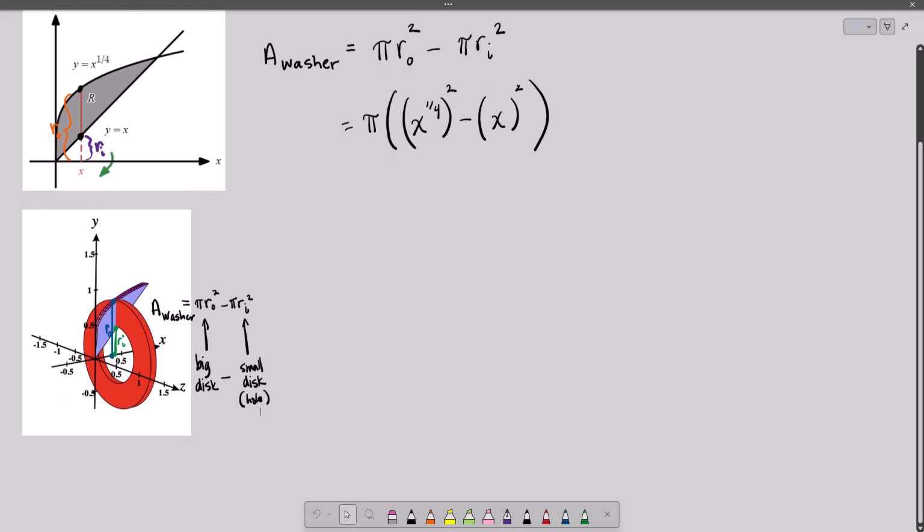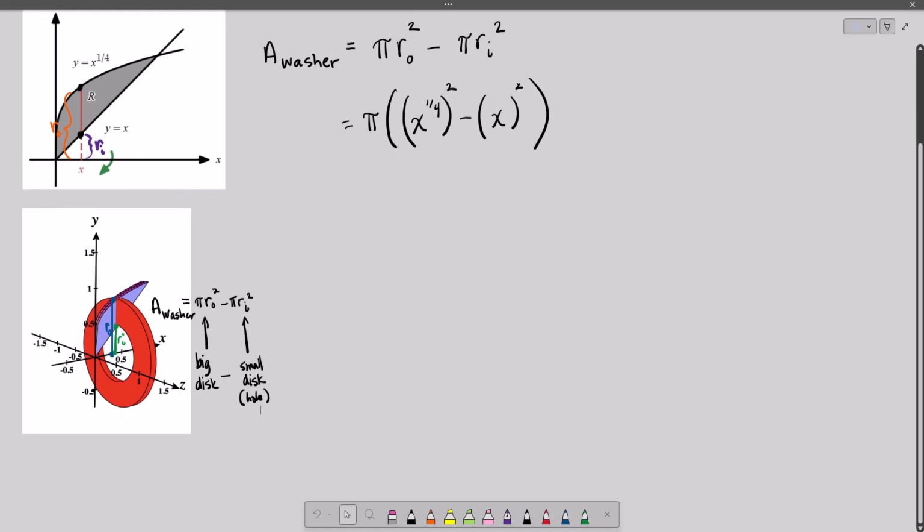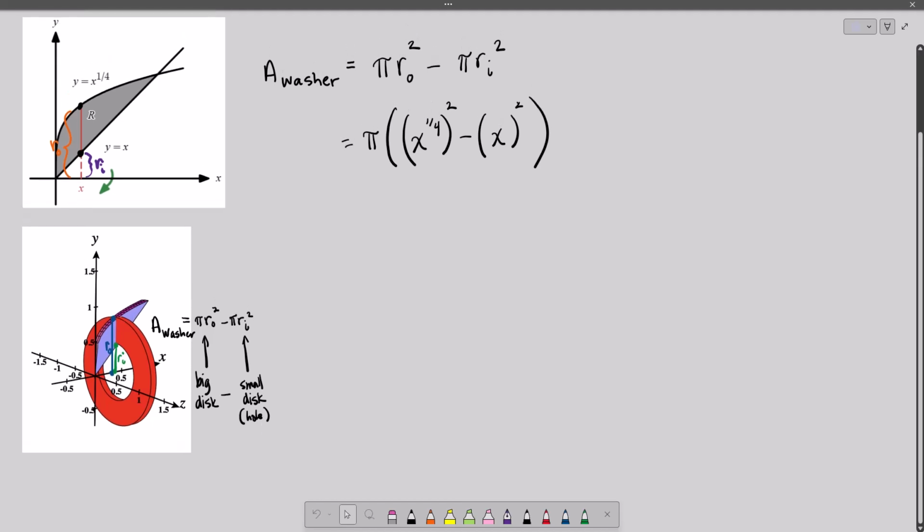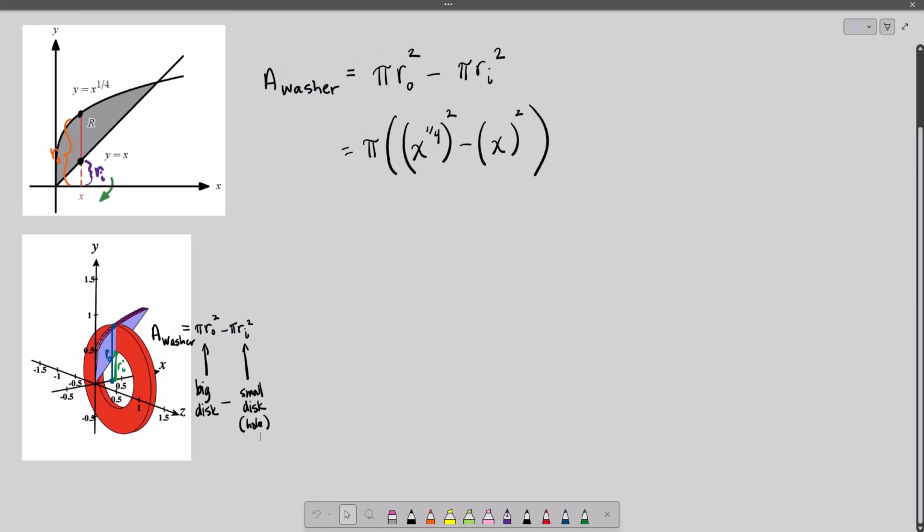Here is what one cross-section will look like. The cross-sections are going to be washers because of this little gap right here, which we're going to call the inner radius. The outer radius goes all the way up to the second curve. The inner radius goes to the first curve. The outer radius goes there. When that segment rotates around, it's going to create a washer because there's a little hole in the middle of it.